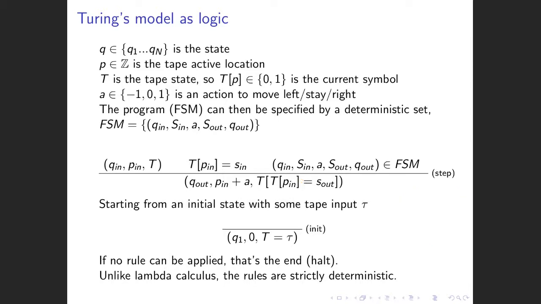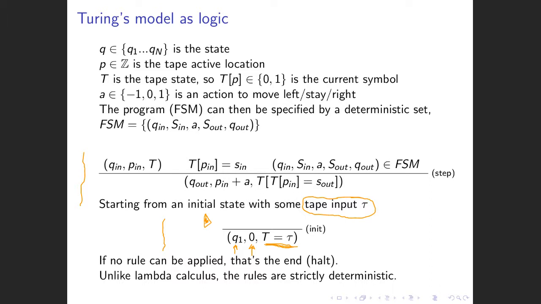Yeah. Okay. So formally, you also need an axiom to get the machine started. And here's your axiom. The axiom has no preconditions. There's nothing above the line. And this says you always start in state 1, you always start at location 0, and you can start the tape in whatever configuration you like. So someone's given you a particular configuration of the tape called tau, and that's how you're going to start the tape.